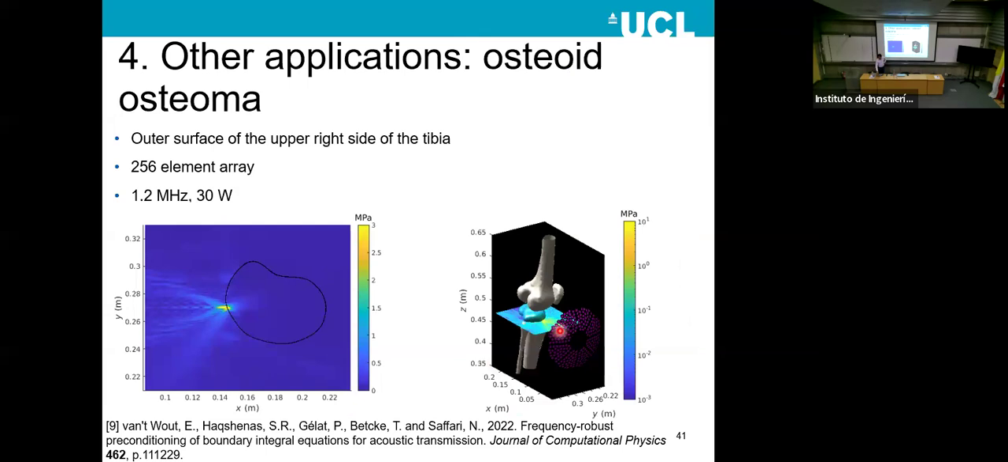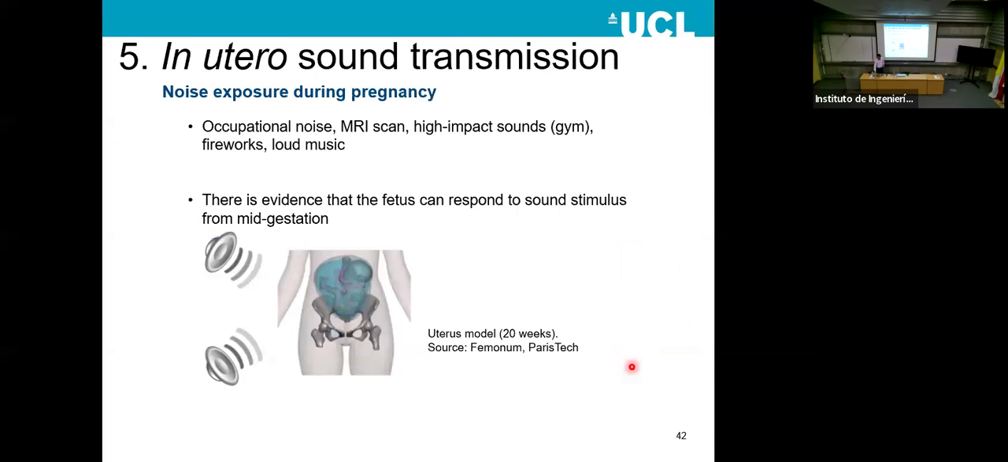And this is for osteomyelitis. So this treats the upper right side of the tibia. And this is another multi-element array, but I can't see it so well here, unfortunately. It's got a slightly different geometry. Right, I'm mindful of the time.